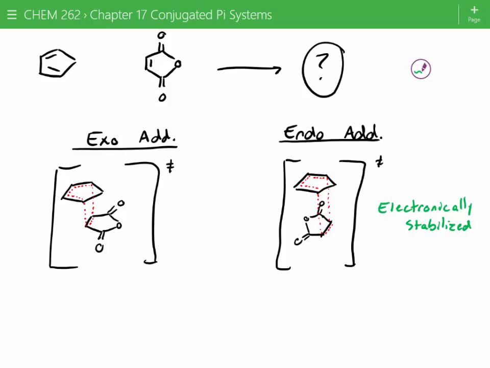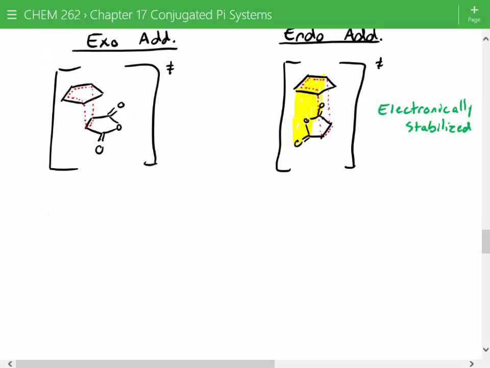Electronically stabilized, specifically this whole section. I'll try to highlight it. We'll see if it shows up. You guys see that on the screen? Yeah. So that electron withdrawing group being right underneath those pi bonds is very, very stabilizing. So typically when we do Diels-Alder reactions, we get our endo product. And let's compare the two different products we would get out of this.